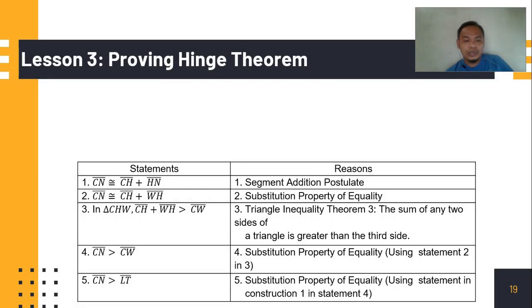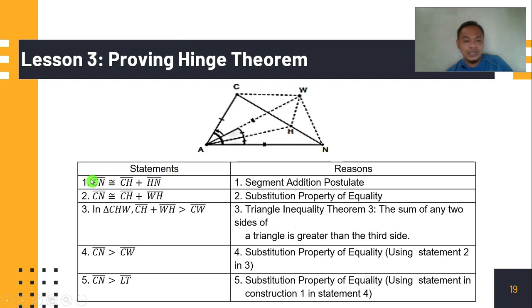So therefore, this is what our statement becomes. We have CN is equal to CH plus HN, by the segment addition postulate. And then CN is equal to CH plus WH, by the substitution property of equality. Then, in triangle CHW, CH plus WH is greater than CW. This is the triangle inequality theorem number 3: the sum of any two sides of a triangle is greater than the third side.